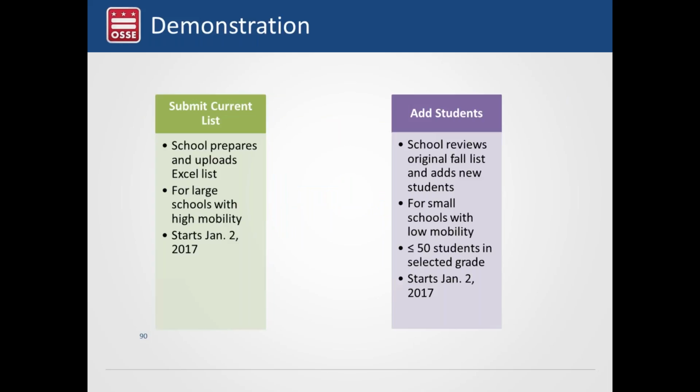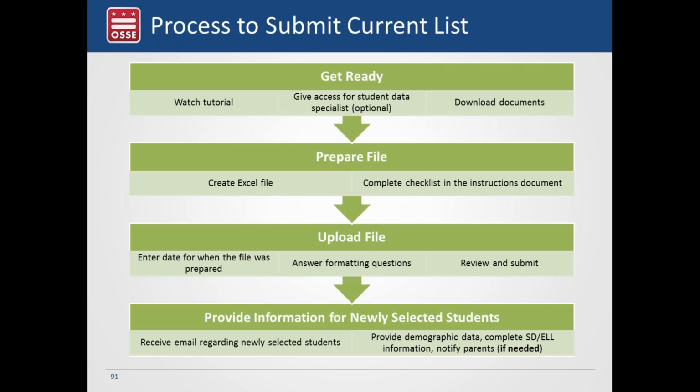The two options, again, are to submit a current list, which would be a complete roster as an Excel file, or you can add the students individually. This is the process flow for creating that Excel file and uploading the file. You want to enter the date when the file was prepared, because it's important that the file was prepared after January 4th. NAEP does not want to have information provided too far in advance of the assessment window, because if they do want to include students, they want to have them as the most current roster that you have available.